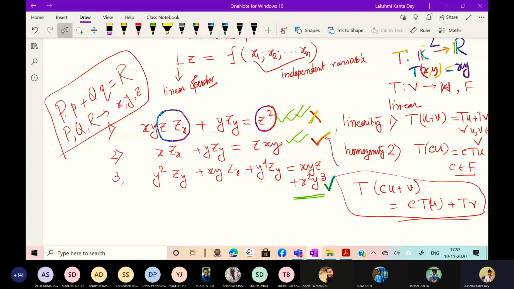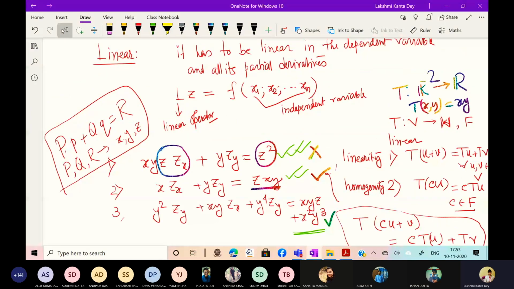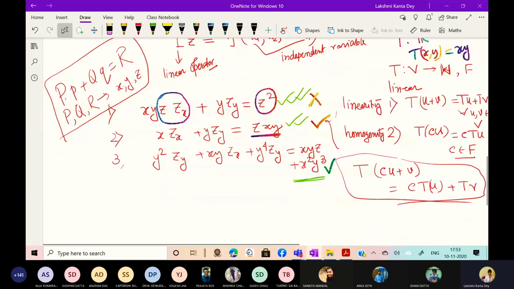Now come to the second one. This is correct. This is linear because this is z. There is a product, of course, but z as a product of an independent variable, no matter. But there is no partial derivative. So we can use the definition, this term also, and the first one is also. There is no problem.